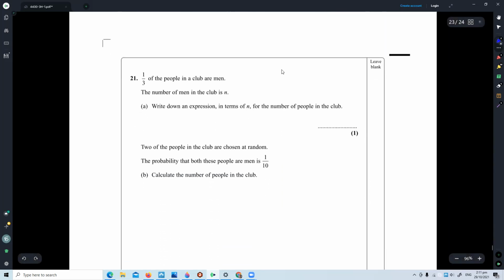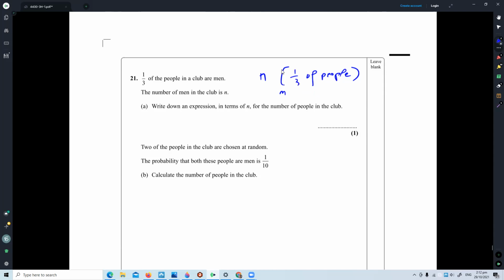Next question. A third of the people in a club are men. The number of men in the club is n. So n represents a third of the people, is a third of people. And then these are the men. So men equals n. Okay. Write down an expression in terms of n for the number of people in the club. Oh, actually, no, the number of men in the club is n.